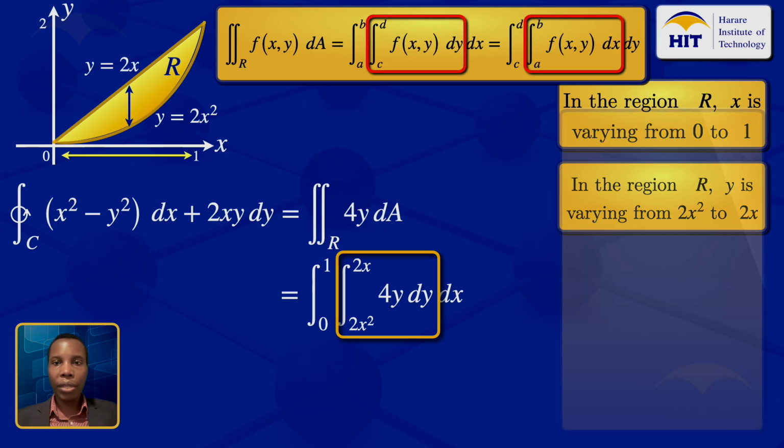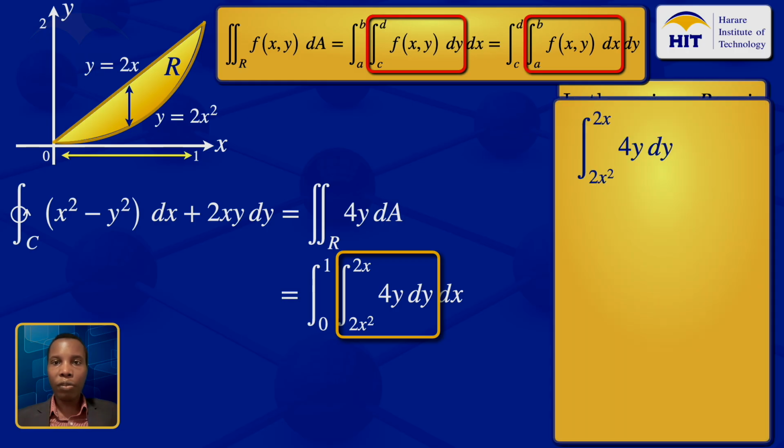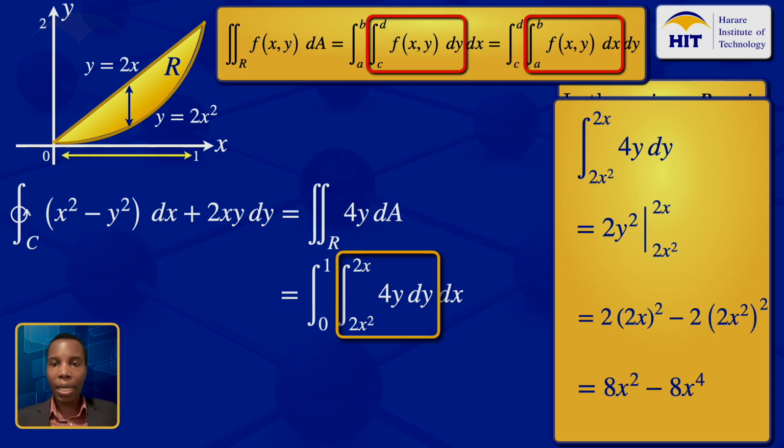For that integral, we have the integral from 2x squared to 2x of 4y dy, which gives us 2y squared. So it's 2y squared, then put the limits 2x squared to 2x. When we put in the limits, the result is 2 times (2x) squared minus 2 times (2x squared) squared. That simplifies to 8x squared minus 8x to the power 4. So we substitute this into the highlighted part here, and we get the integral from 0 to 1 of 8 times x squared minus 8 times x to the power 4 with respect to x.